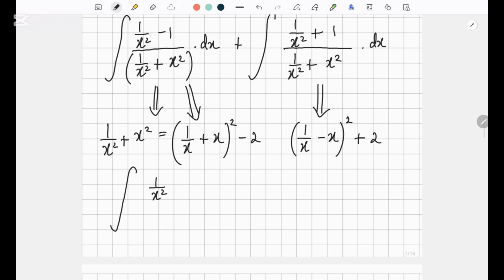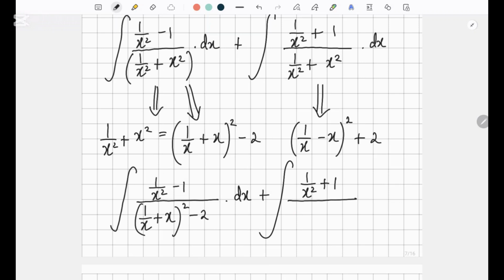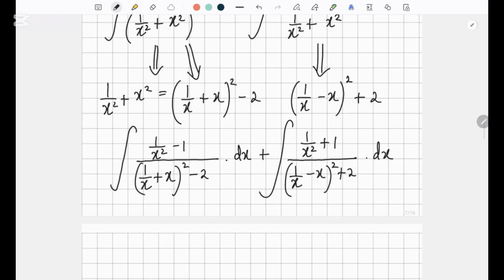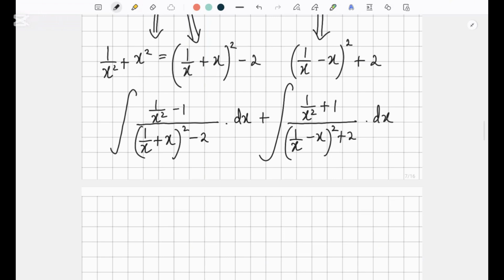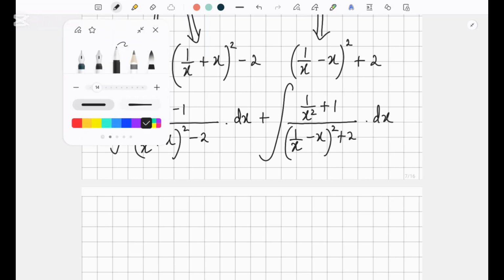So now you could rewrite this as the integration of (1 over x squared minus 1) over ((1 over x plus x) squared minus 2) dx plus the integration of (1 over x squared plus 1) over ((1 over x minus x) squared plus 2) dx. You'll see why I took two different denominators for the fractions. It's because when you take substitutions, you need to cancel off the numerators, right? You'll understand why I took it like that. But anyways, if you have any doubts, please drop a comment. I'll help you out.